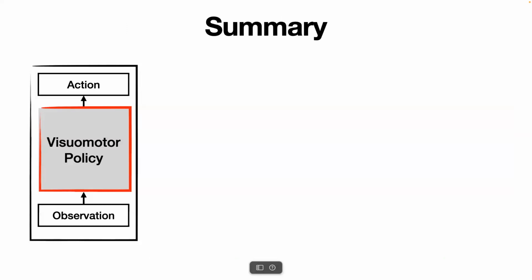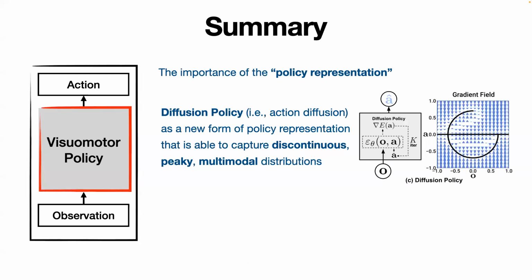To summarize, today we talked about the importance of policy representation. When we talk about representation, instead of just talking about representation for the input and output, action and observation, it's also important to think about representation for the policy itself. We gave you one example, diffusion policy, which represents the policy as an iterative denoising process. That is a very expressive way to represent the policy, and it allows you to capture discontinuous, peaky, and multimodal distributions.